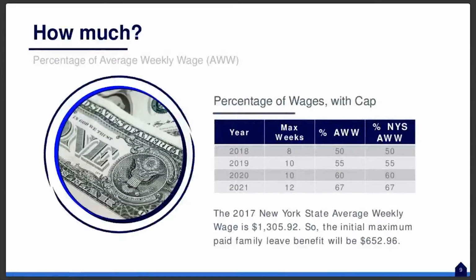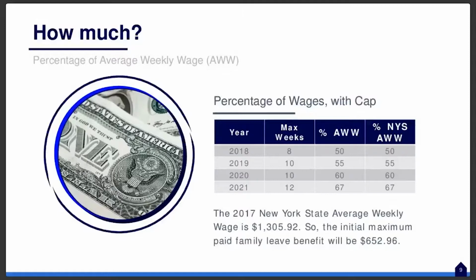How much is the benefit? It is, according to the chart on your screen, the maximum number of weeks times the employee's average weekly wage times the percentage, subject to a cap based on New York State's average weekly wage, where the state average weekly wage will be recalculated annually. At present, the New York State average weekly wage is $1,305.92, according to the state.